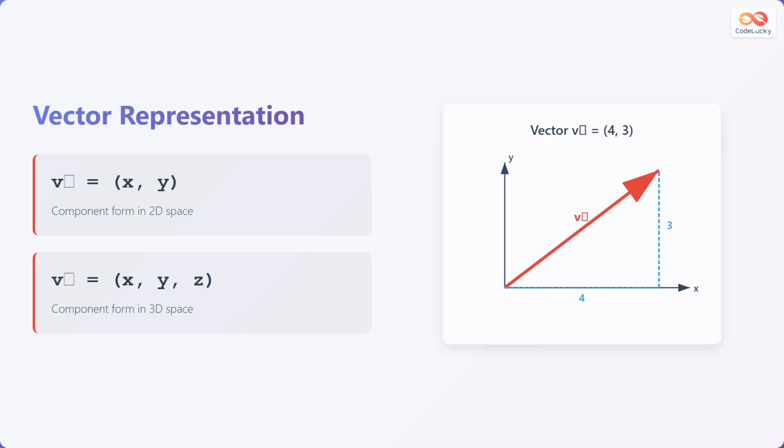Vectors can be represented in different forms. In two-dimensional space, a vector v can be represented as an ordered pair (x, y), where x and y are components of the vector along the x-axis and y-axis respectively. Similarly, in three-dimensional space, a vector v is represented as (x, y, z). For example, vector v equals (4, 3).